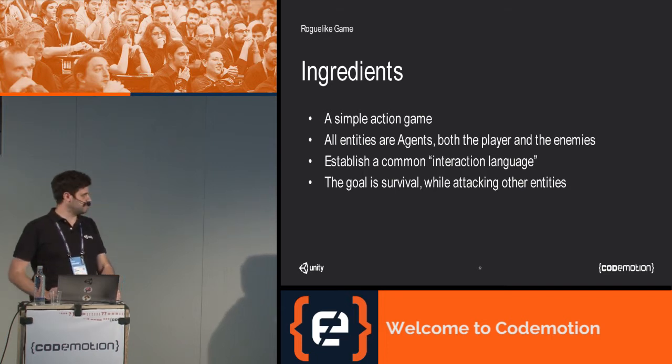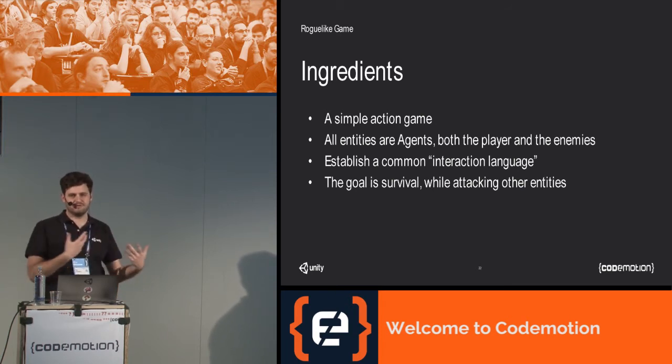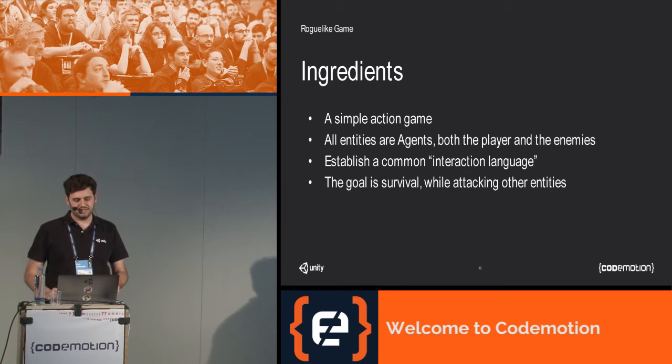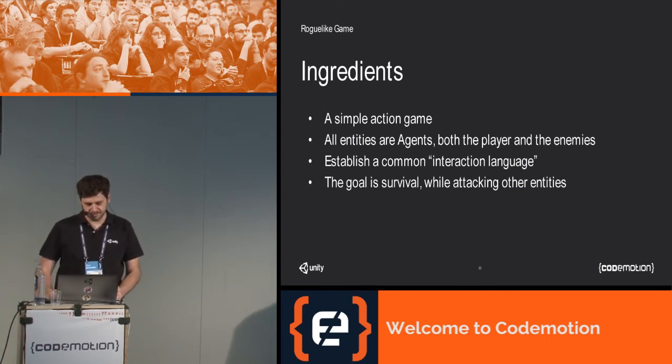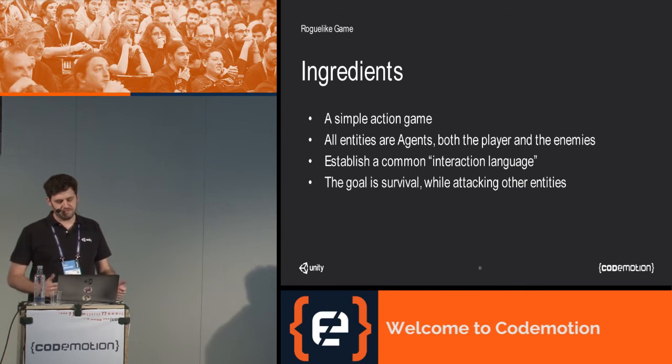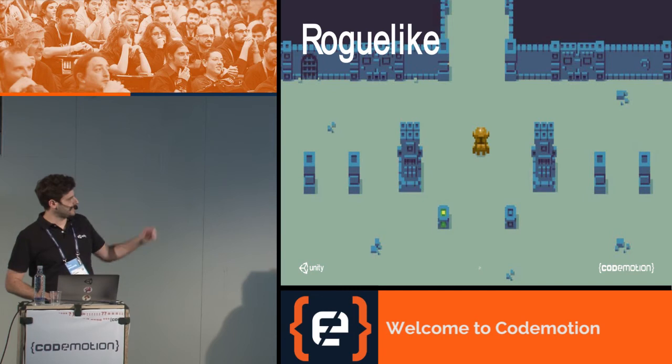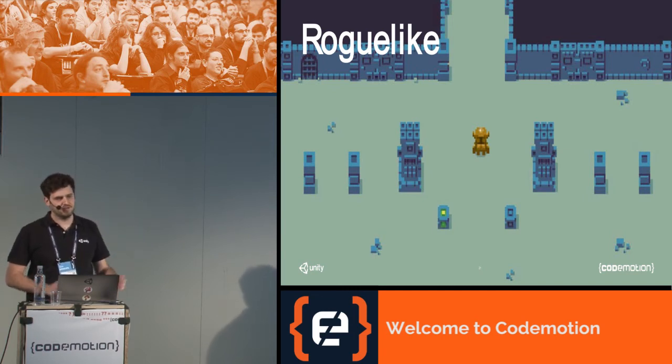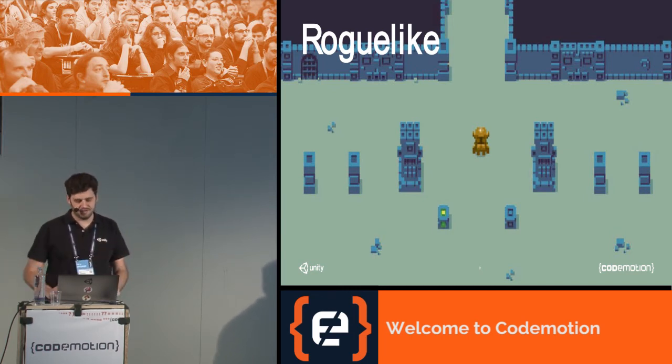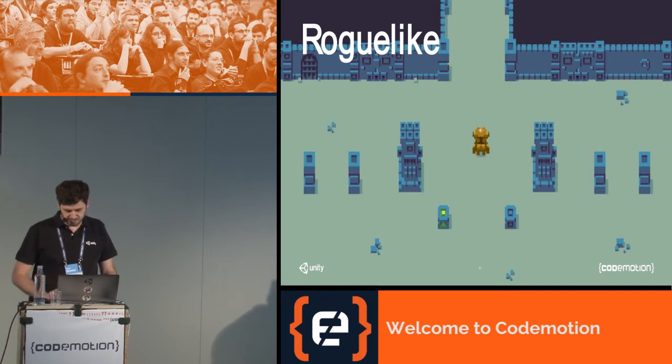And this way, I thought we could establish a common interaction language. So the actions that I can do, the agents can do, and then we can kind of speak together. When I say actions, I mean moving left, right, up, down, and attack. That's the only thing that we introduced in this game. We wanted to keep things simple. So the goal of the game is, of course, surviving while attacking other entities. You meet characters in this environment, and then you attack them, you lose life, and then you progress forward.